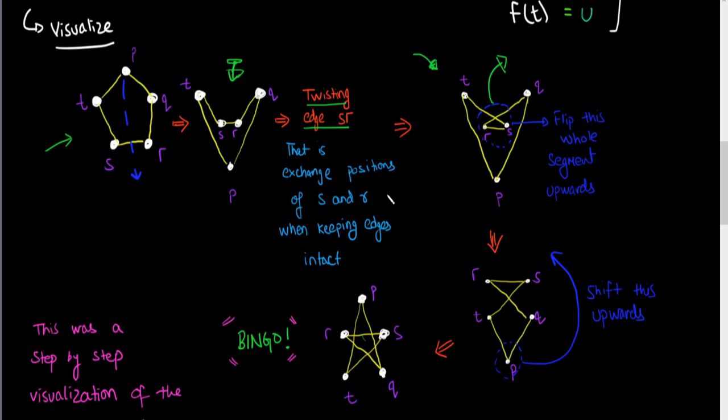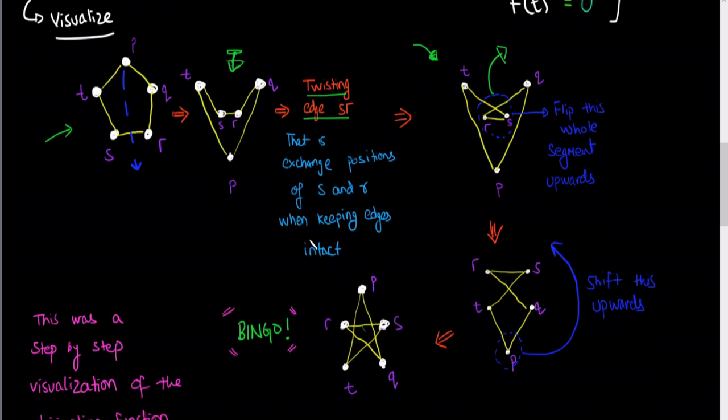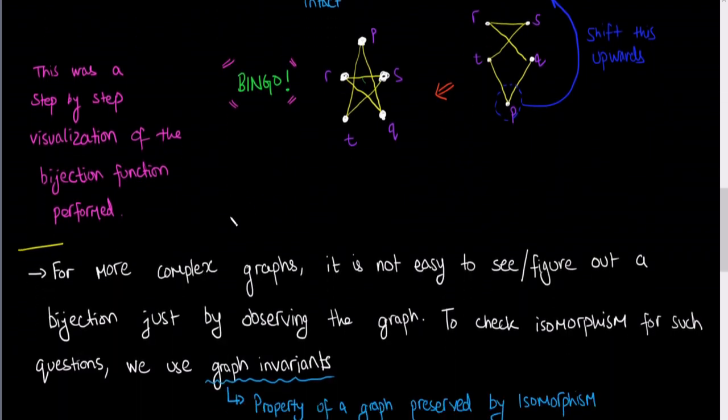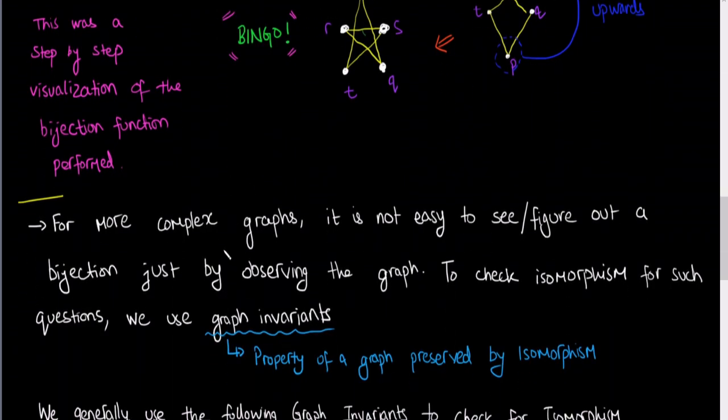G1 to get G2. So this was a step-by-step visualization of the bijection function that transforms and maps every vertex of graph G1 to graph G2. For more complex graphs, it is not easy to figure out a bijection just by observing a graph. In this graph we had only 5 vertices. Say you have a graph with 10, 20 or 30 vertices. You cannot figure out the bijection by just looking at the graph.